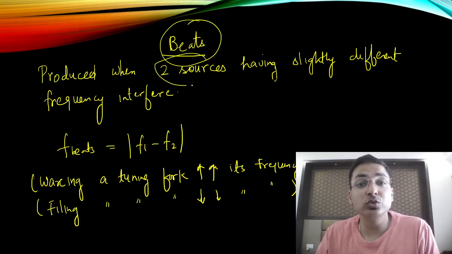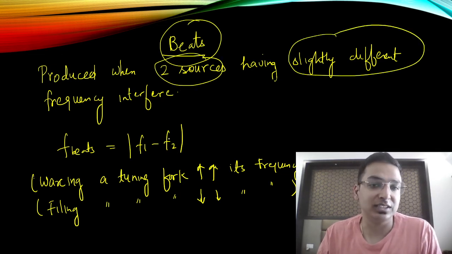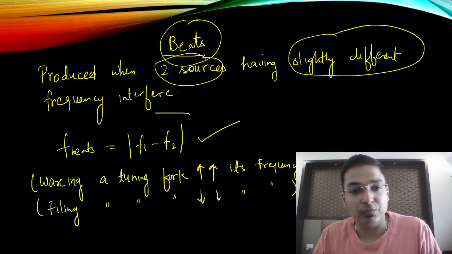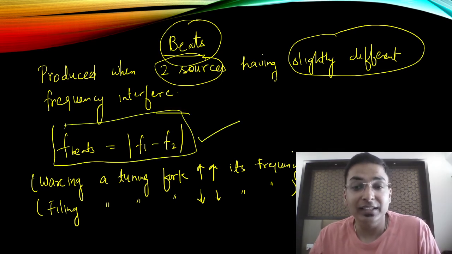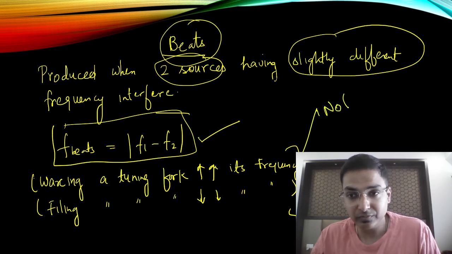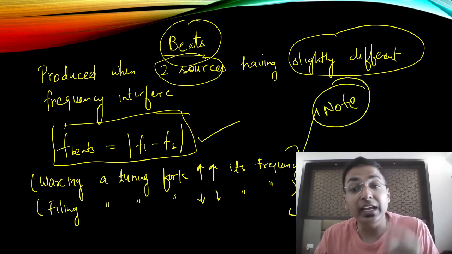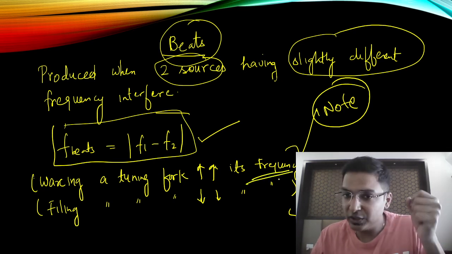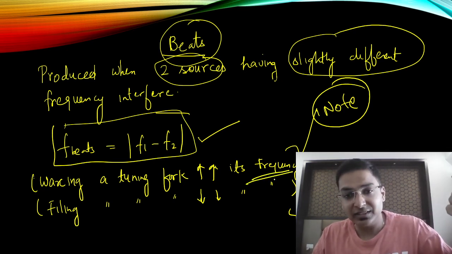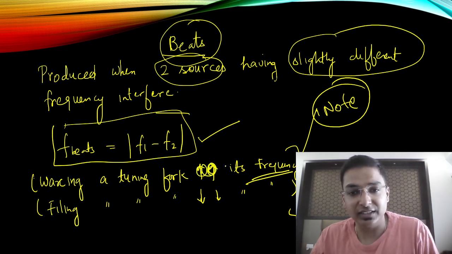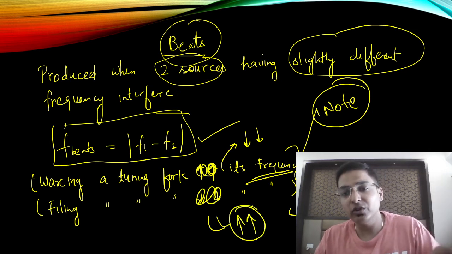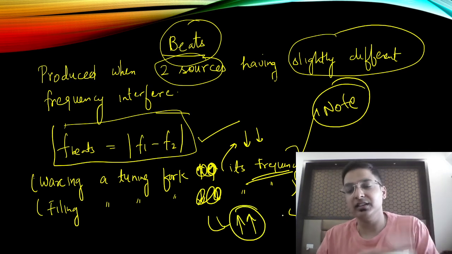Moving ahead now, what are beats? Beats are produced when two sources have slightly different frequencies. Very simple, beat frequency is simply mod of f1 minus f2. Now you can put a note for this: waxing a tuning fork decreases its frequency, and filing it increases its frequency.